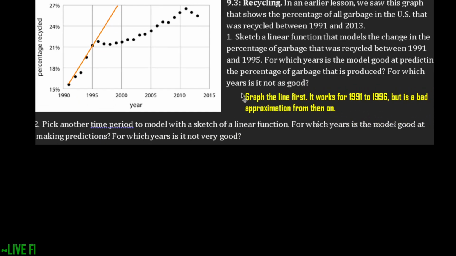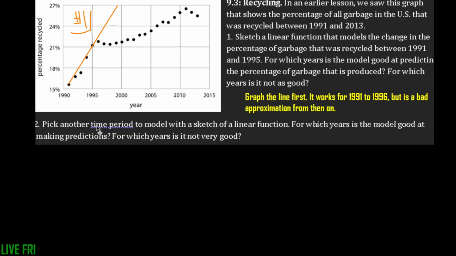And I could say, well, graph the line first. So it works from 91 to 95. However, it's not that good of a graph otherwise, because if I look at from 91 to 95, it's pretty close to the line that we drew. However, as soon as we get to 96, that's when it becomes a little bit rougher. So this one is for number 1.